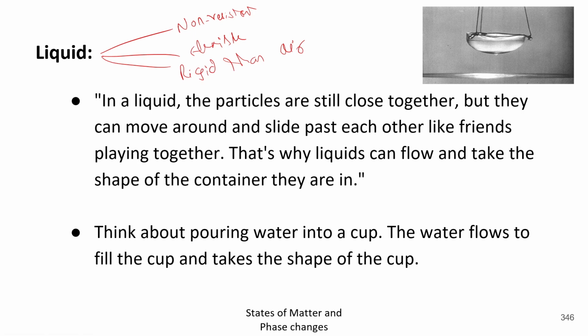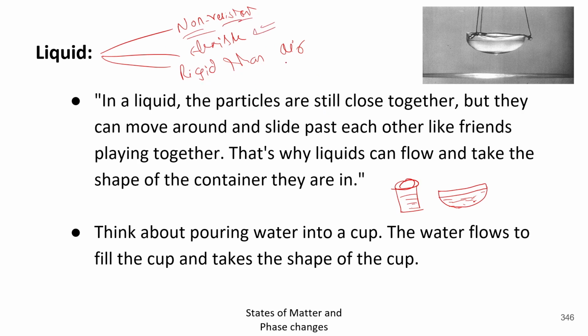So water is non-resistant, like it has no shape. If you pour the water in the glass, it will take the glass form. But if you pour it into the bowl, then it will be of bowl shape, or you can say semicircle shape. So it has no shape, so it is non-resistant. And because it can take any shape, it is flexible.